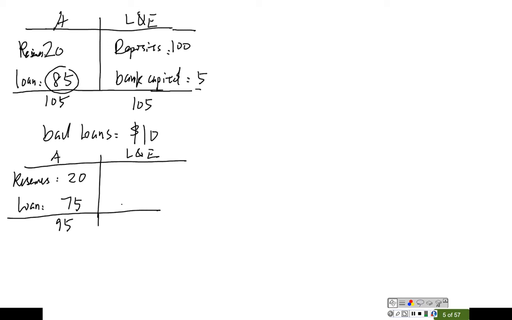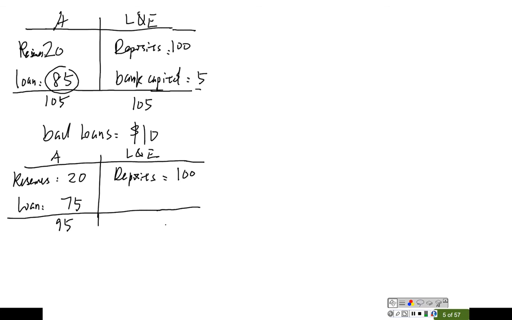So what happens to the liability and equity side? Can we reduce the deposit by $10 because of the bad loans? The answer is no, because deposit is a liability of the bank. The bank has an obligation to pay back this $100. You can imagine the bank cannot say to the depositors, because we lost the money in the loan, we cannot pay back your money. So the bank's obligation to the depositors is still $100.